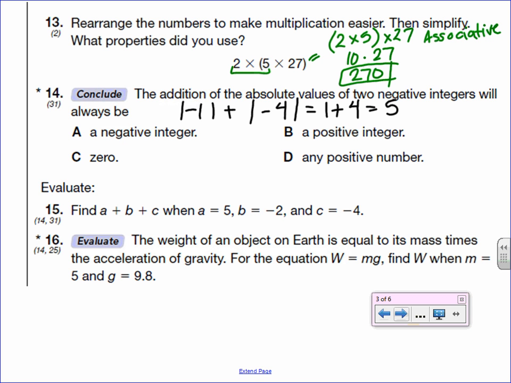Now, the question is, is it B or D? Because it's not going to be negative and it's not going to be 0. We already proved that those aren't it. Well, if they're integers, that means that they're always going to add to a whole number. You're not going to get a decimal number. So it has to be a positive integer. It will not be any positive number, because then it could be 5.324, and you're not going to get that by adding two integer numbers together.